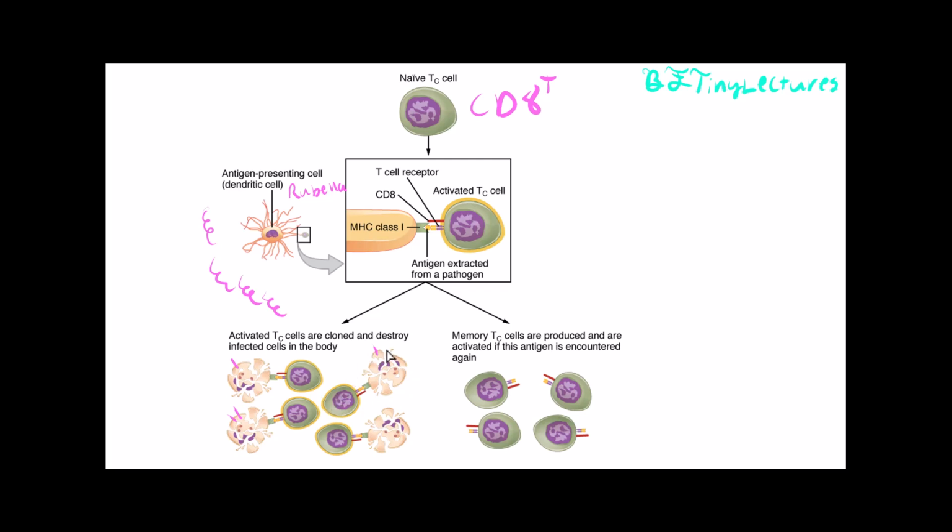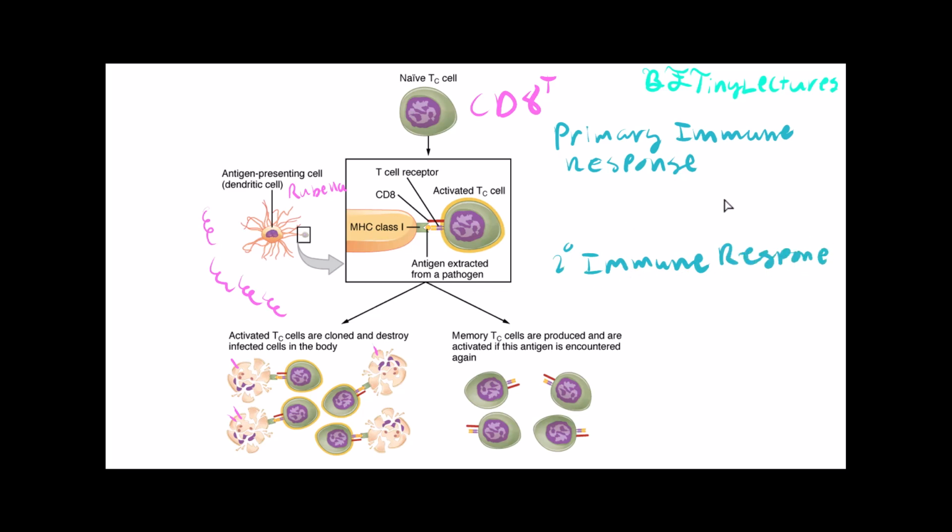However, after we finish destroying these cells, the body starts making memory T cells. So what are memory cytotoxic T cells? That's the body's way of remembering the antigen. Well, why do we want to remember the antigen? Well, we have two different immune responses. We have something called the primary immune response. And then we also have something called the secondary immune response.